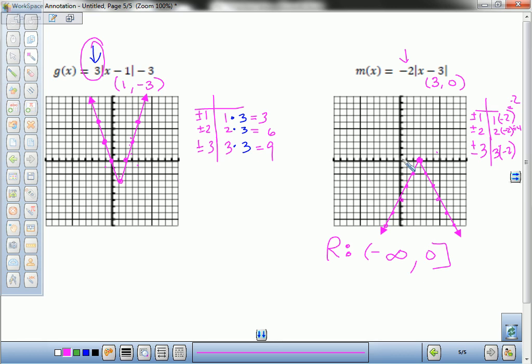Is this function ever positive? No. Pointing down, it does not have any positive interval.